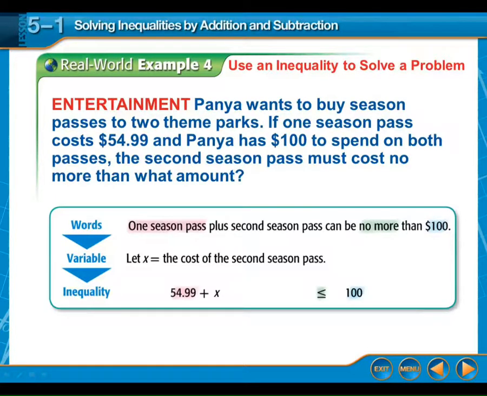So we have $54.99 plus x has to be less than or equal to $100, because she can't spend more than $100. That's all she has. So it has to be less than or equal to that. So no more than is a maximum on that. She can't spend any more than that.